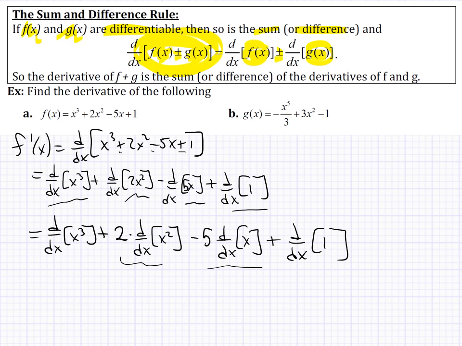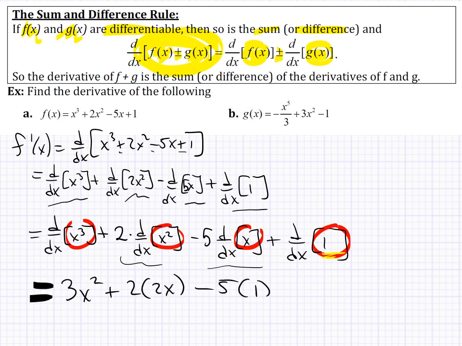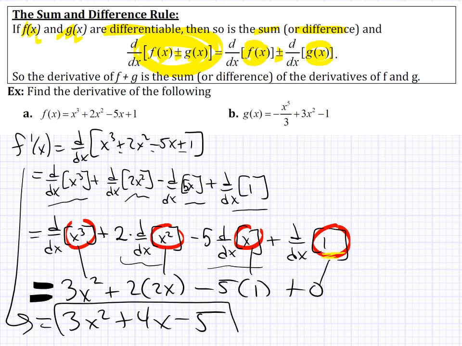Now looking at what I have, derivative of just x to a power, x to a power, x to a power, and a constant. So if I apply the power rule to the first three and a constant rule to the last one, not constant multiple, but just the derivative of a constant, you can see that I'm going to get 3x squared plus 2 times 2x minus 5 times 1 plus 0. Those are these respective derivatives. And so I end up with 3x squared plus 4x minus 5. So the derivative f prime is this.